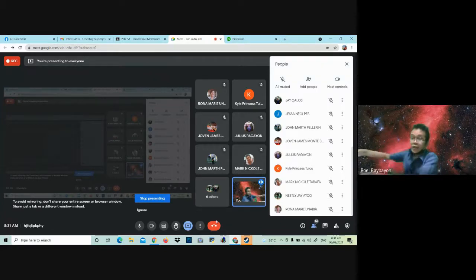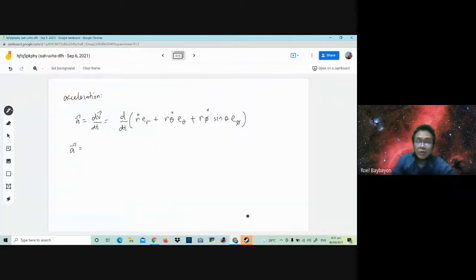Okay. So there are 9 terms. If we expand the expression of acceleration, there are actually 9 terms. And what are those 9 terms? I count 1, 2, 3, 4, 5, 6, 7, 8. Is it 9? 2, 3, 4, 5, 6, 7, 8, 9. Okay, so 9 terms.